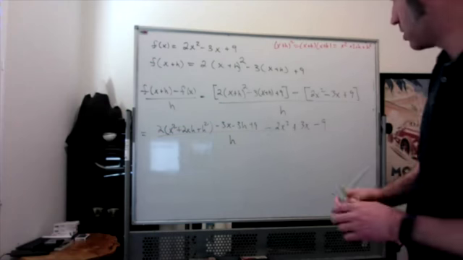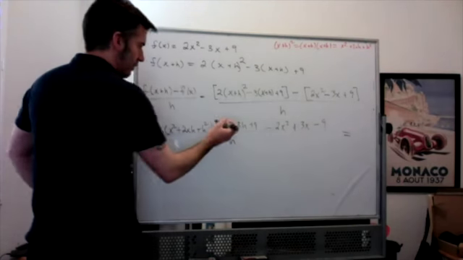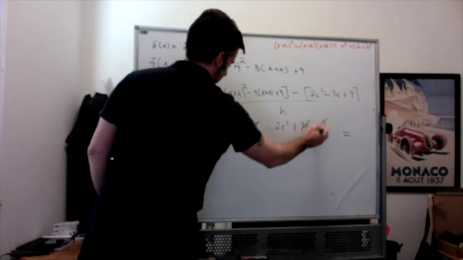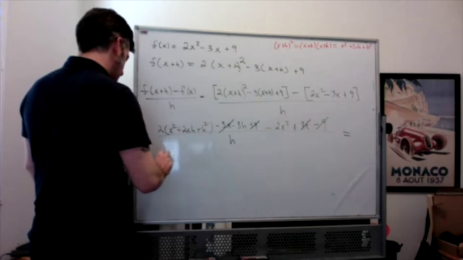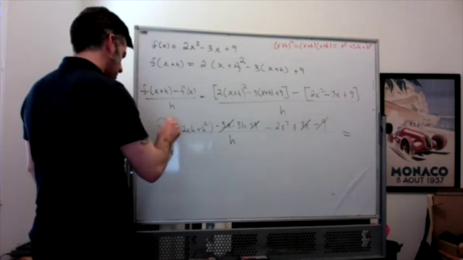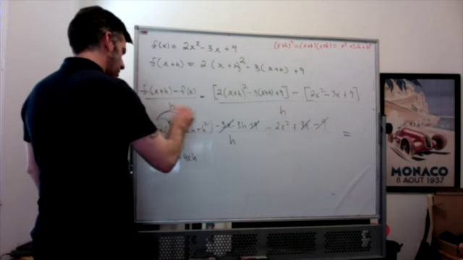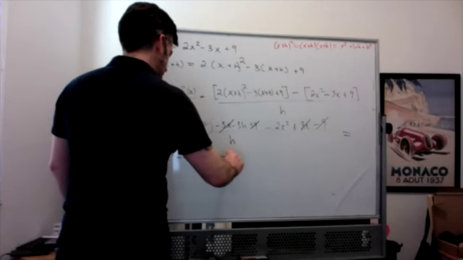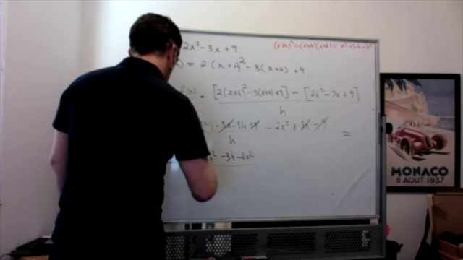So this is going to be equal to, negative 3x plus 3x is 0. 9 minus 9 is 0. And then I'm going to distribute this 2. So we get 2x squared plus 4xh plus 2h squared minus 3h minus 2x squared. Still all divided by h.